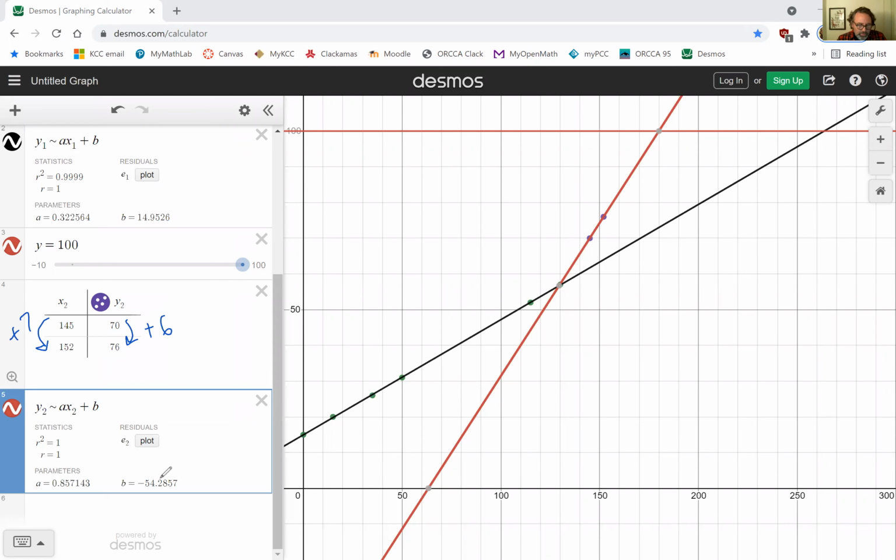The y-intercept doesn't make sense here. There's no way the phone would have been at negative 54.2857%. But if we could find where y equaled 15, we could see how much time it would have taken if I had plugged it in the right way from the beginning. So isn't this amazing? This is amazing.